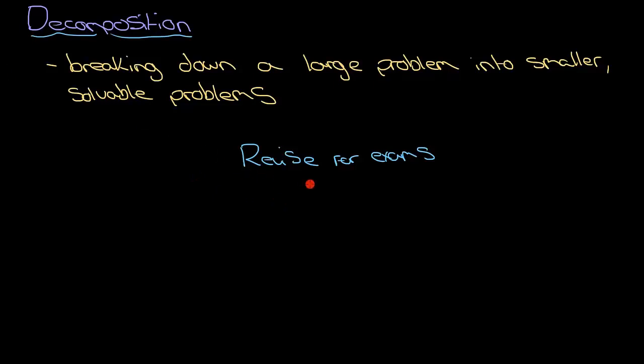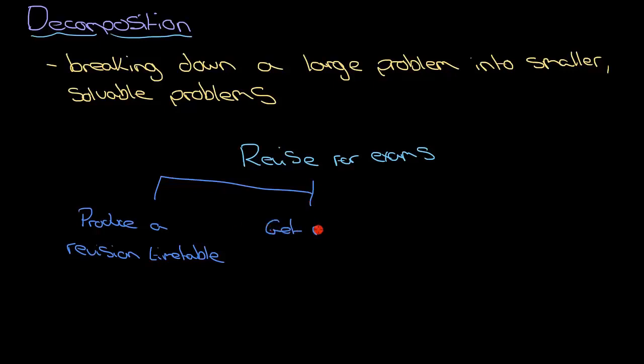First thing that we might want to do is produce a revision timetable. So that's a sensible thing to do. Then you want to maybe get all your materials together, all your books and things like that you'll need. And then maybe you've got the actual revision itself. There's a few more things that we need to do to revise, but we'll do that.